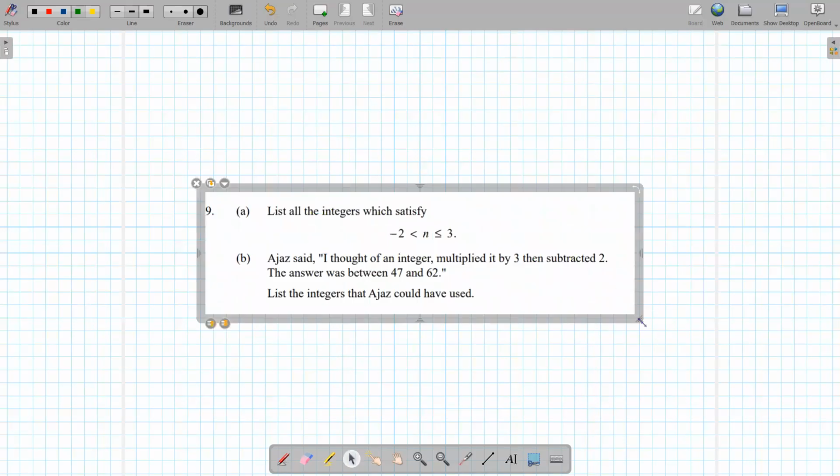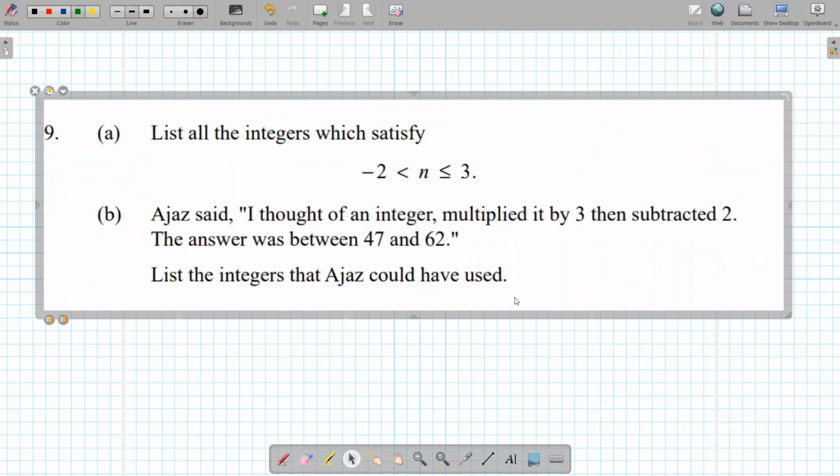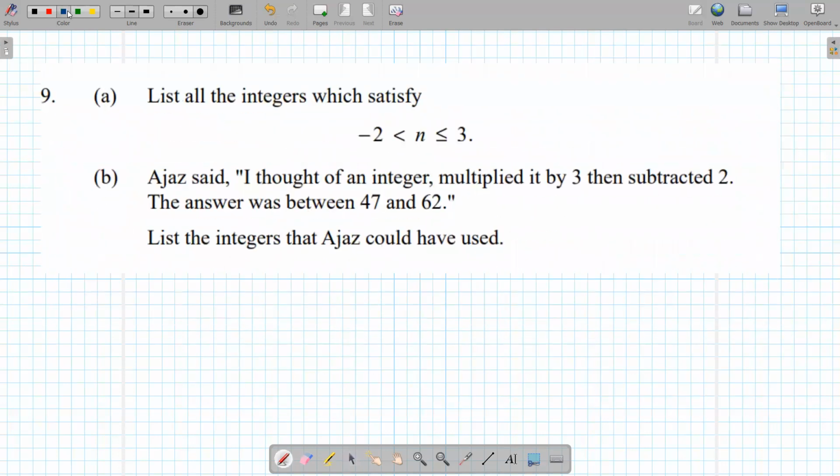List all the integers this satisfies. What's an integer? It cannot have a decimal, right? So what do you think the integers are? Between -2 and 3. The answer to part A: -1, 0, and then 1 and 2. Wrong. You're missing one. Oh, and 3. And 3.